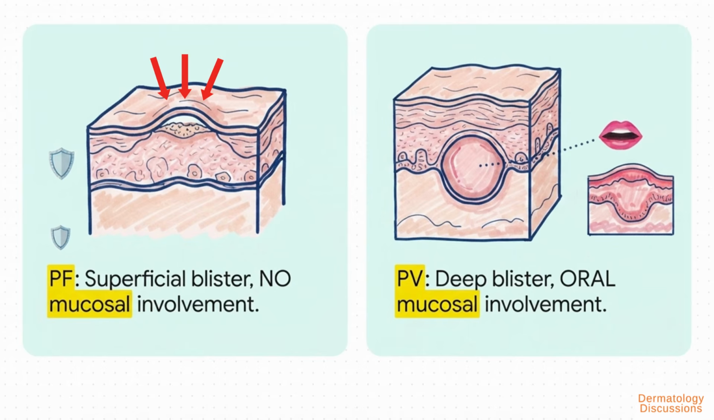In PF, like we just talked about, autoantibodies target Dsg1. This gives us a superficial subcorneal blister, crusted erosions, and, say it with me, absolutely no mucosal involvement. In PV, on the other hand, the autoantibodies target Dsg3. Because Dsg3 is the main player in the deeper epidermis and mucosa, PV causes a deep, suprabasal blister, big intact flaccid bullae, and it almost always features really severe oral mucosal involvement. Sparing of the mucosa is your ultimate, undeniable clinical discriminator for PF.